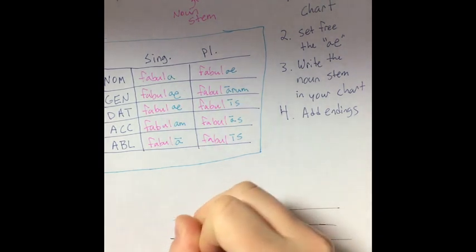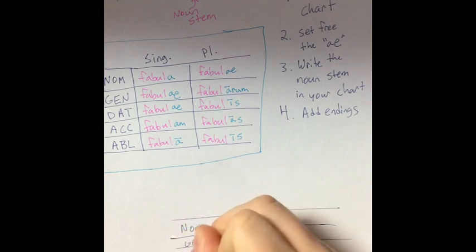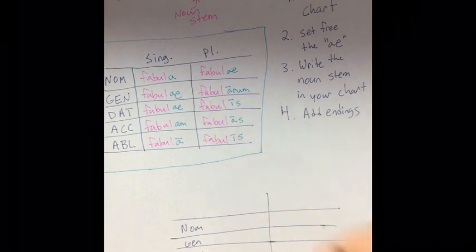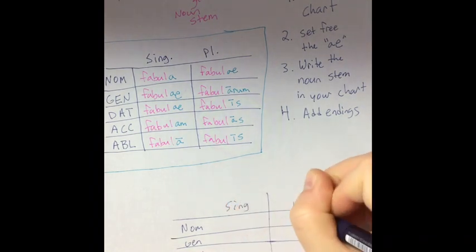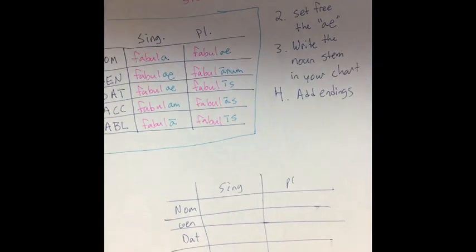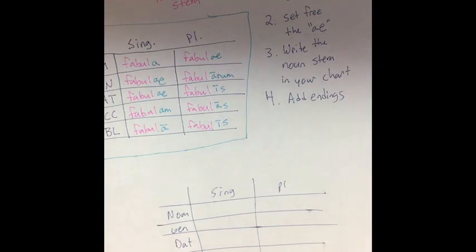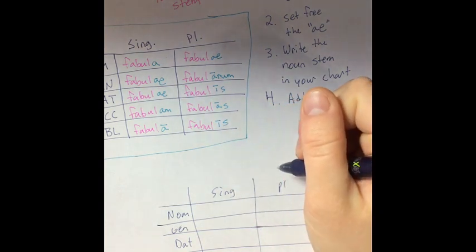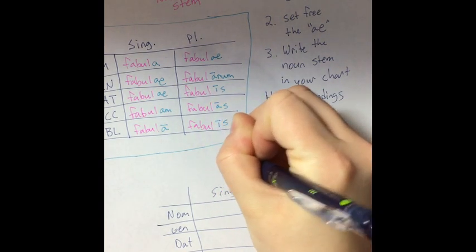So nominative, genitive, dative, accusative, ablative. Then we've got singular and plural. Because this looks the same as that, the fact that it's a little bit sloppy should be okay. All right, so let's do the word unda, undae.